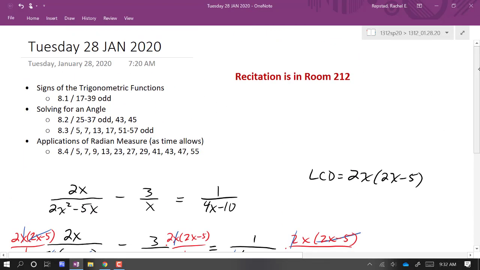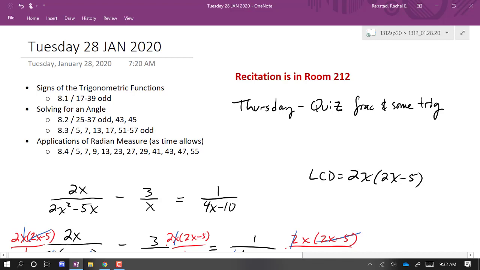Thursday's quiz, I guess I didn't write this up here, but of course we have a quiz Thursday. That'll focus on algebraic fractions and what we covered today. Okay.